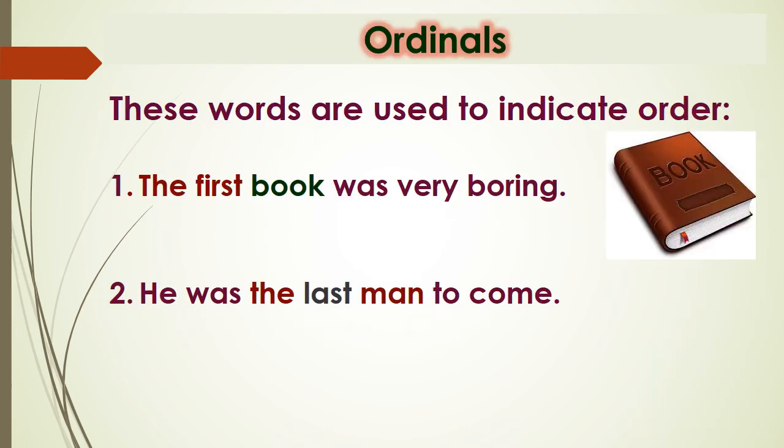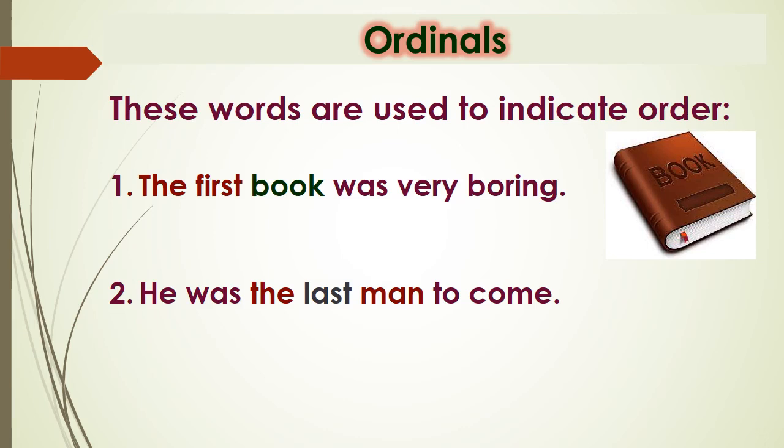Next is ordinals. Ordinal numerals are numerals that give us the exact position of an object. So they are called ordinal numbers. They tell us the position of an object rather than their quantity. These words are used to indicate order. For example, the first book was very boring.